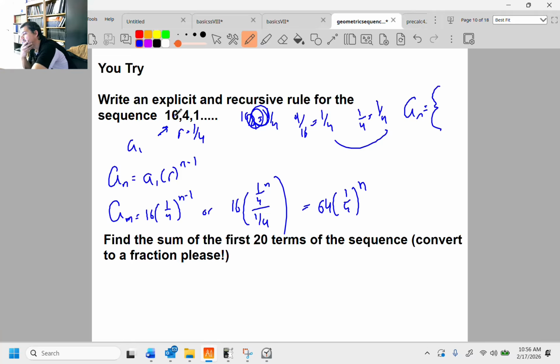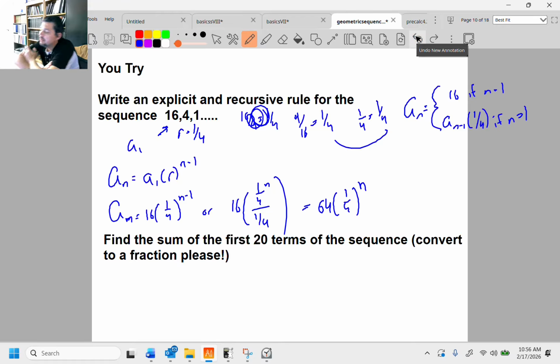Recursively, you got your piecewise function. We have the first term of 16 if n is 1. And then we have the previous term times the ratio of a quarter if n is bigger than 1. And I don't need the second bracket on the recursive rules. Cool.